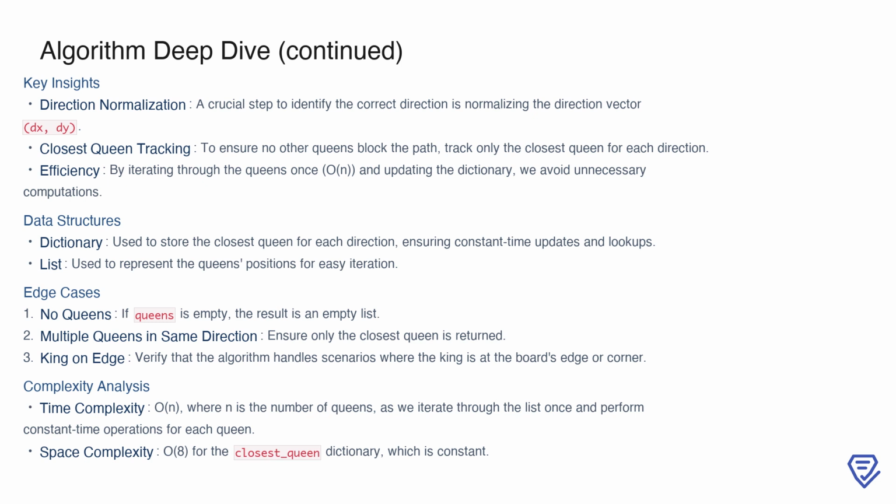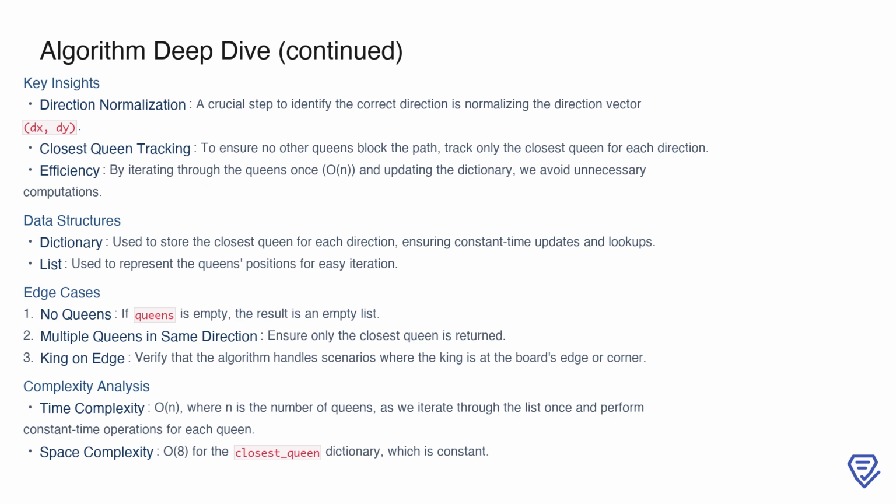For data structures, we use a dictionary for tracking closest queens and a list to store the queens' positions, making the implementation straightforward. Finally, we consider edge cases such as when there are no queens, ensuring the result is an empty list, or when multiple queens exist in the same direction, guaranteeing only the closest one is returned. Even if the king is on the edge or corner of the board, the algorithm handles these cases seamlessly.